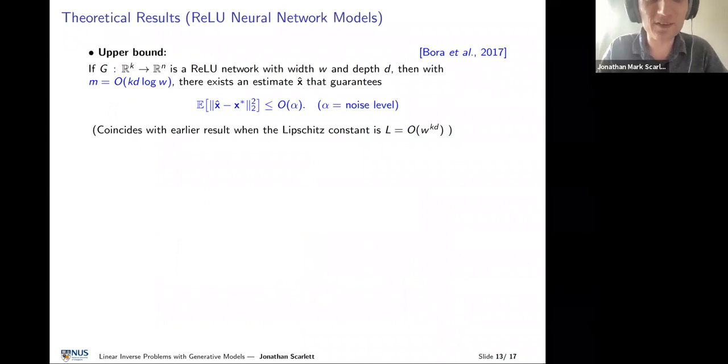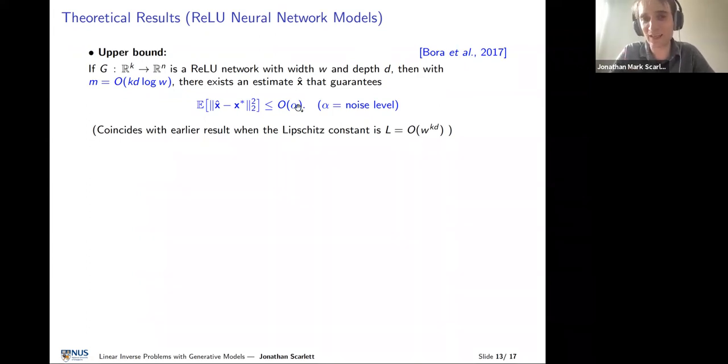Okay, so theoretical results for the ReLU case. The complexity in this case is controlled by the width of the network, which is basically the maximum number of neurons per layer, and also the depth of the network, which is the number of layers. So the number of measurements comes out from their paper to be: K still appears as the leading coefficient, but then it's also multiplied by depth and log of the width. And the guarantee is like before, bringing the estimation error down to the noise level.